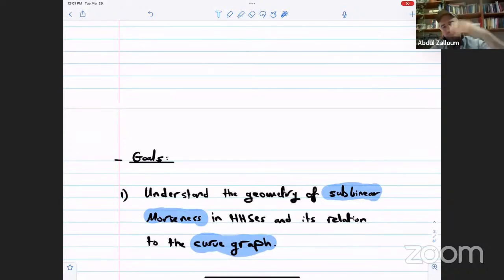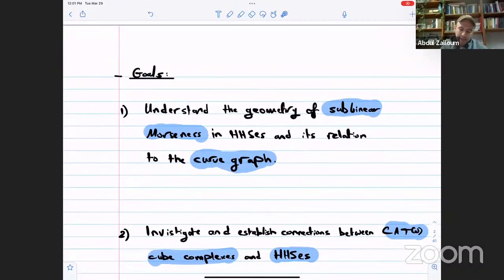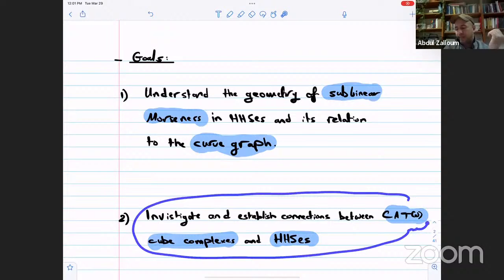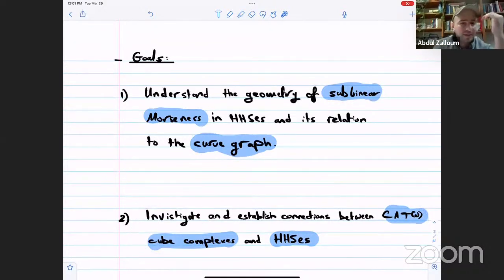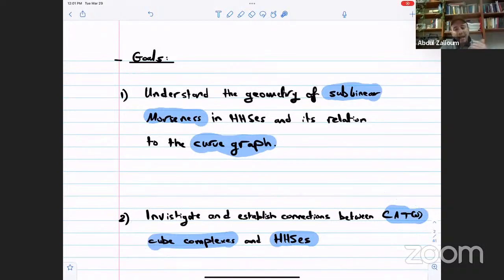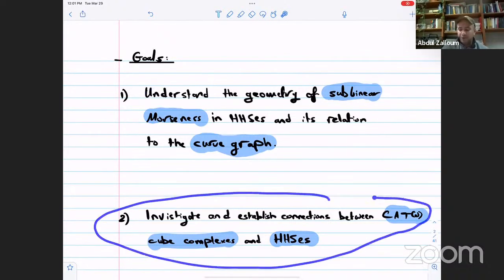The mapping class group comes with a hyperbolic space that it acts on nicely, and we want to see how the sublinearly Morse boundary connects to that. So that's one of the goals. The other goal is, in order to see how the sublinearly Morse boundary interacts with the curve graph, we're going to establish lots of connections between Cat0 cube complexes and hierarchical hyperbolic spaces. In some sense, the tools we build are as interesting as the theorems we get about the sublinearly Morse boundary. So you can think of this as an independent, separate goal.